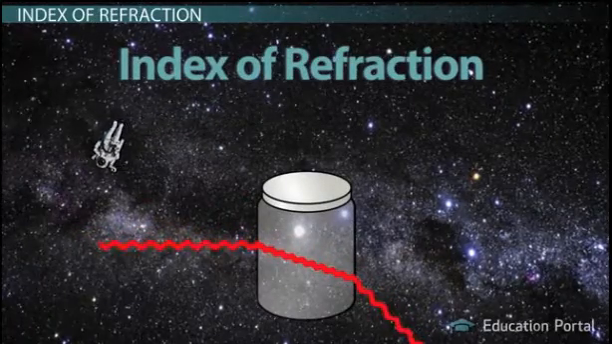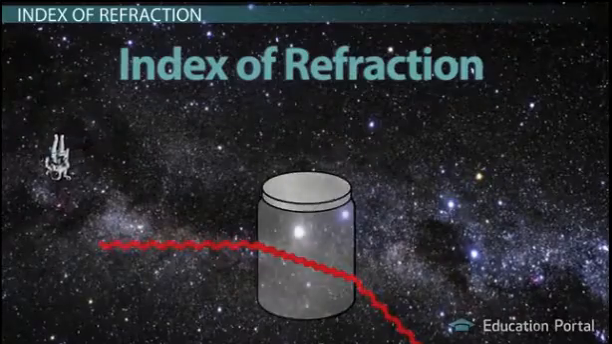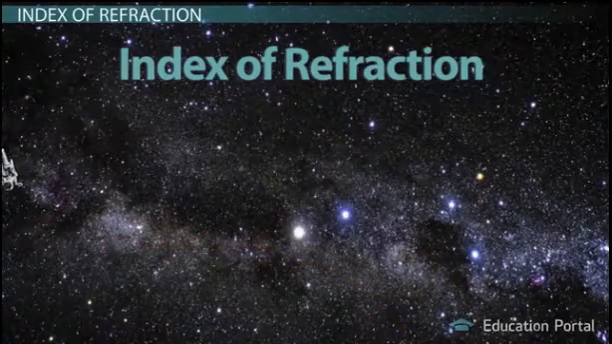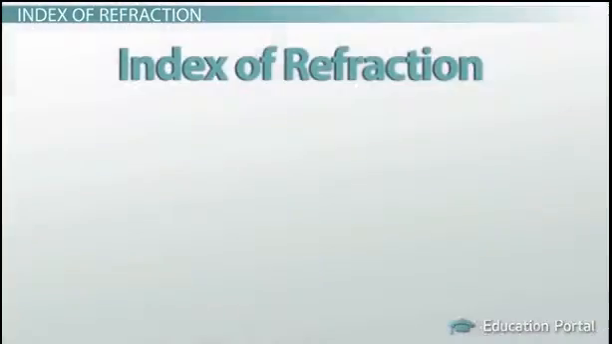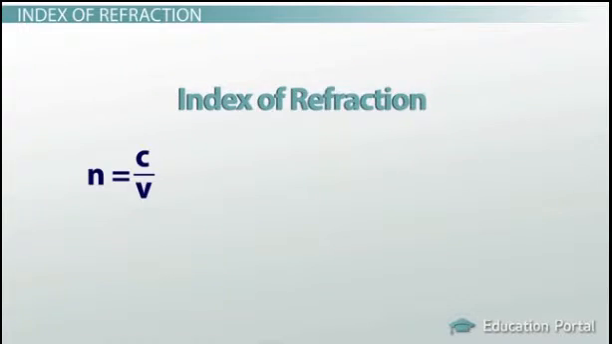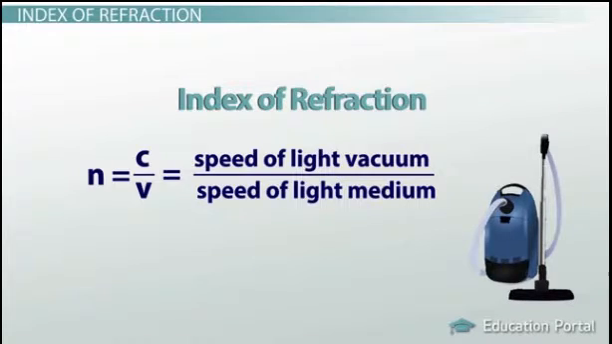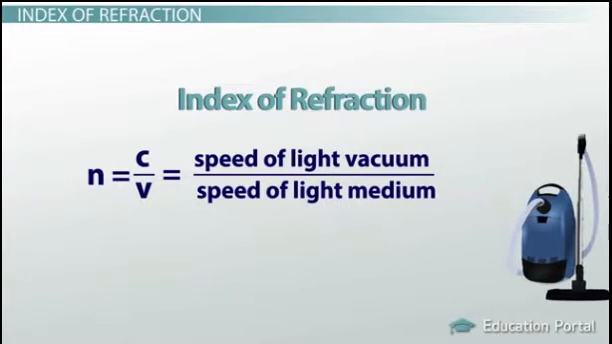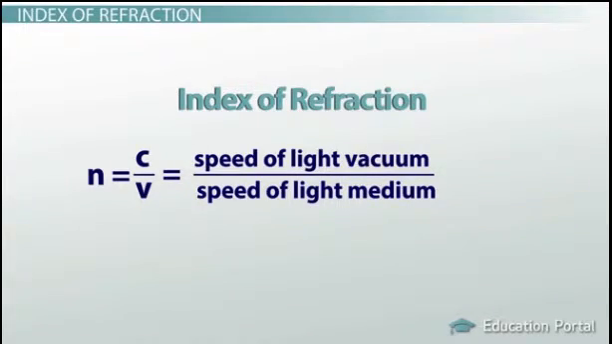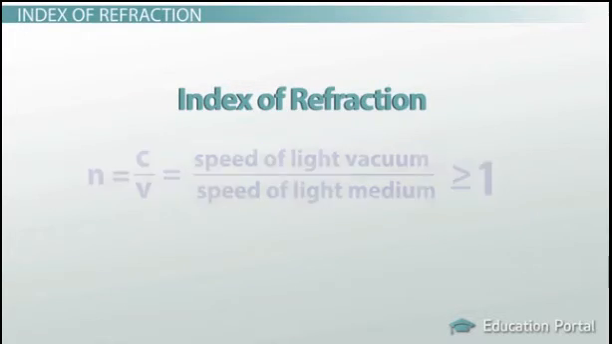It's a number that represents how a medium refracts a light wave. The index of refraction is different for every medium. It's found using the formula n = c / v, where c is the speed of light in a vacuum and v is the speed of light in the medium. The ratio of these two speeds always makes a number that is greater than or equal to 1, because light always travels slower through material than in a vacuum.